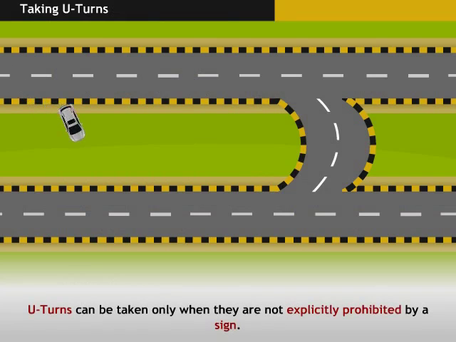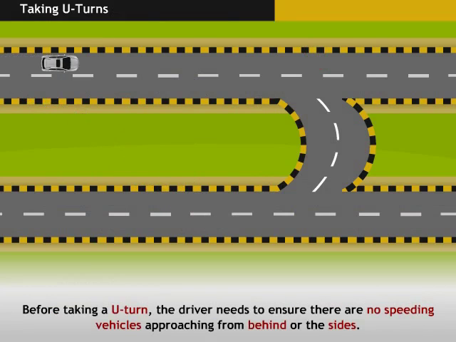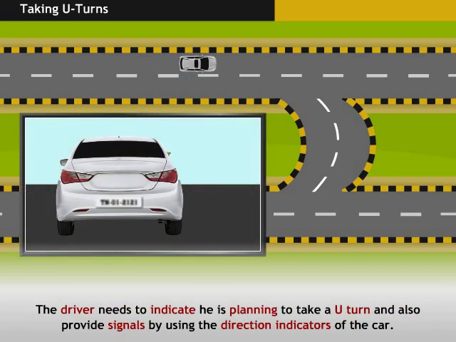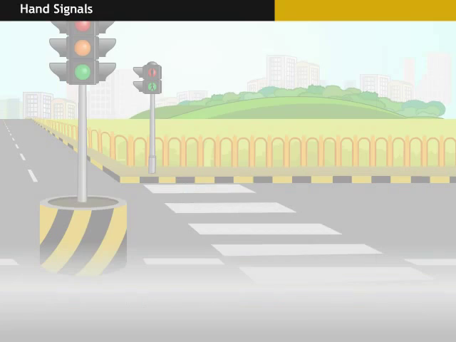U-turns can be taken only when they are not explicitly prohibited by a sign. Before taking a U-turn, the driver must ensure there are no speeding vehicles approaching from behind or the sides. The driver needs to indicate he is planning to take a U-turn by using the direction indicators of the car.